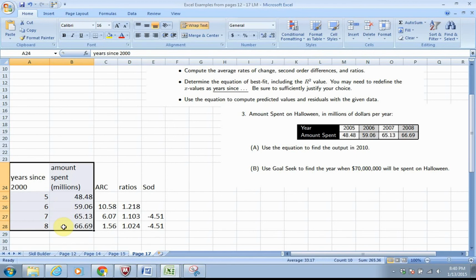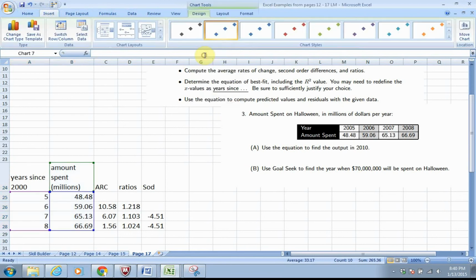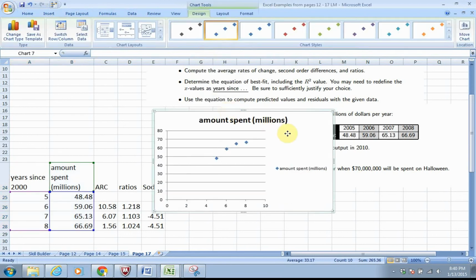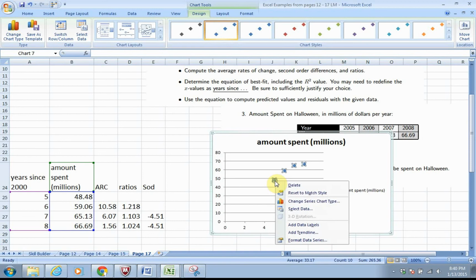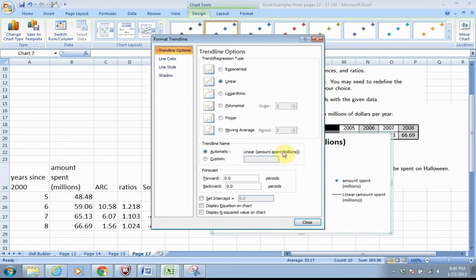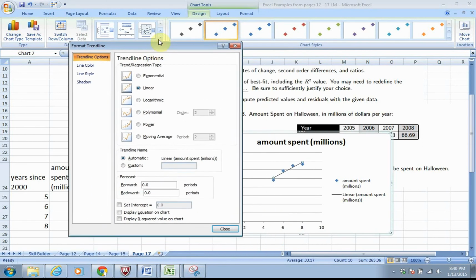I wanted to just go through that for a second, but let's go ahead and I'm going to highlight my first 2 columns, the original data. I'm going to insert a scatter plot. One of the things that's interesting about this scatter plot is that we definitely see a curve unfolding here. So let's go ahead, right click, add a trend line.